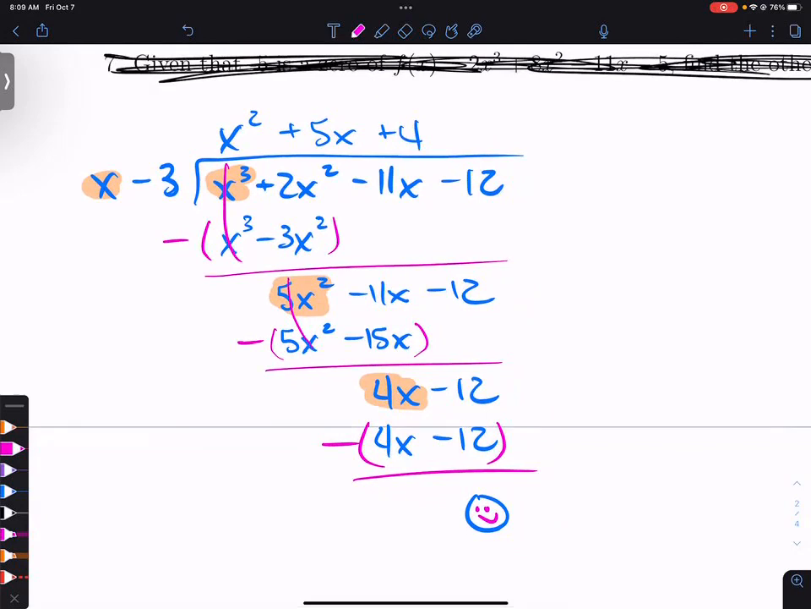Because of the setup and the statement of the problem, 3 is a 0. If 3 is a 0, then x minus 3 must be a factor. If that's a factor, then when you divide by it, the remainder has to be 0, right? So again, this is kind of your check that things went the way they should.